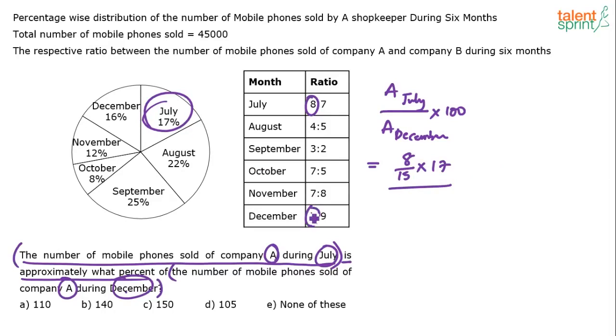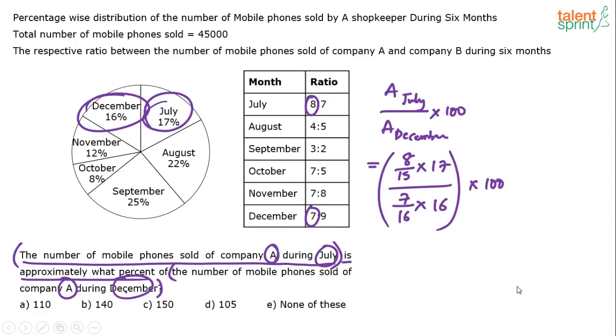A in December, how much is it? 7 out of 7 plus 9, 16. Multiplied by the total in December, 16% into 100. You get it? Do the cancellations, do the simplification, and you get the answer. Since he's talking about an approximate calculation, we need not be very precise. You can save a lot of time there. The answers, 110, 140, 150, 105, are also spaced out.